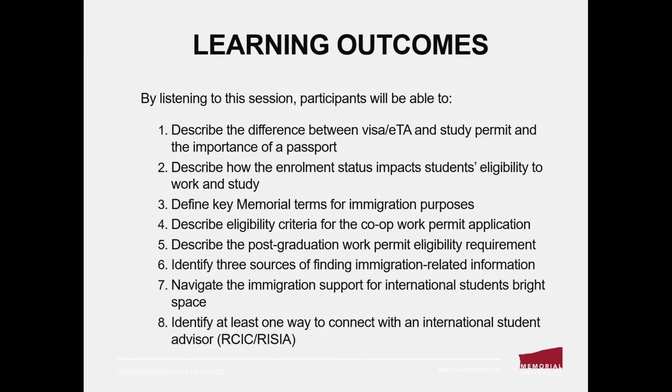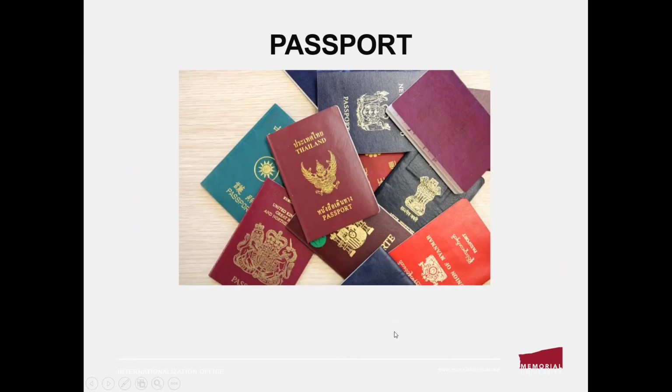Number 6 would be to identify 3 sources of immigration related information, a way you can find reliable and correct advice, because we know there's a lot of stuff out there. And number 7 is about navigating the support, so how we can support you through our online course shell in Brightspace, as well as other ways. And number 8 would be to identify the ways you can connect with a member of our immigration advising team. So I'm going to hand it off to Penise now to get into detail about those things.